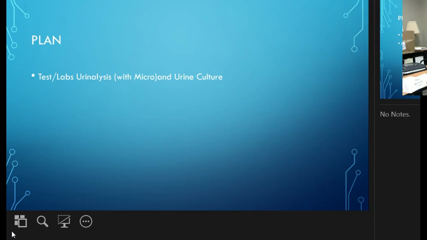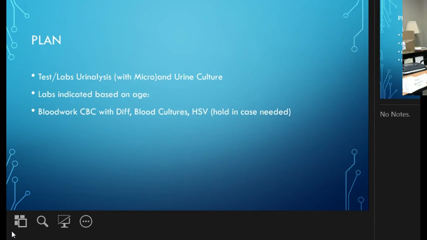First, start your urinalysis with micro and a urine culture. Based on his age, he needs to have blood work for CBC with diff, blood cultures, and you may consider collecting HSV serum tests, but you can hold that. If you're at an outpatient clinic, you might send that with the child to the emergency room.